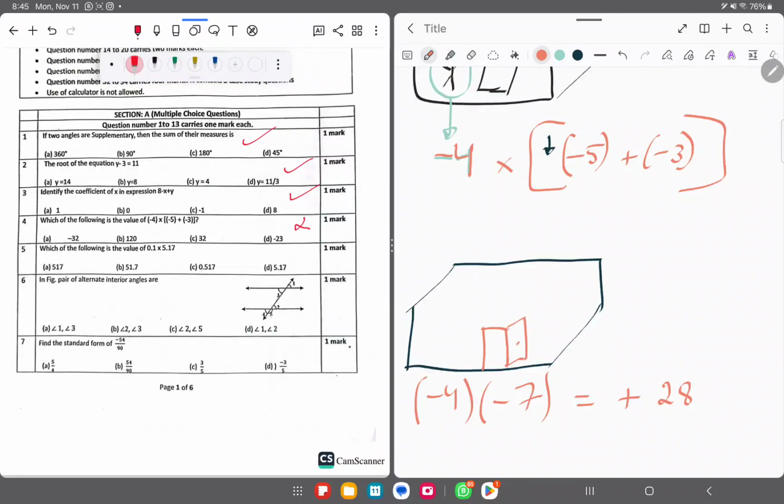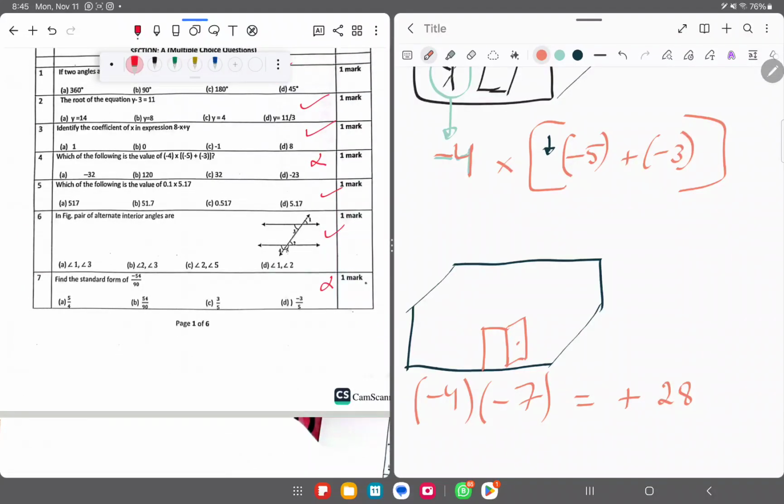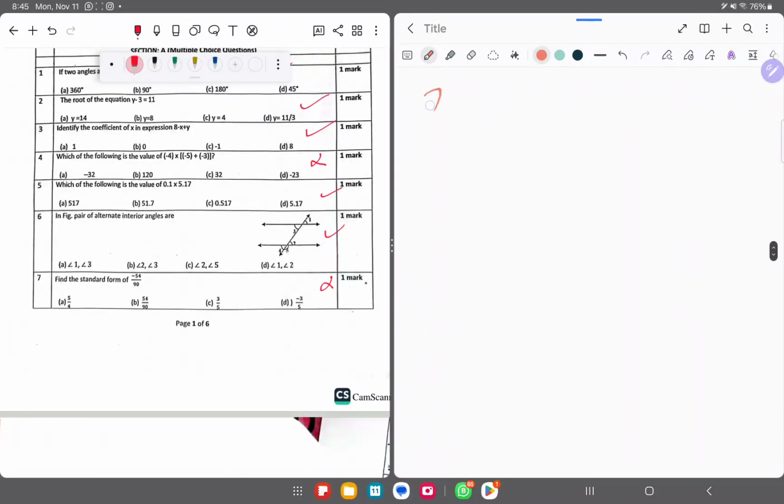So let's look at number 5. Number 5, Adia, you got 1, 2, 6, 5, 6. You got them right. 5, 6, you got them right. 7, you got it wrong. Let's solve number 7.